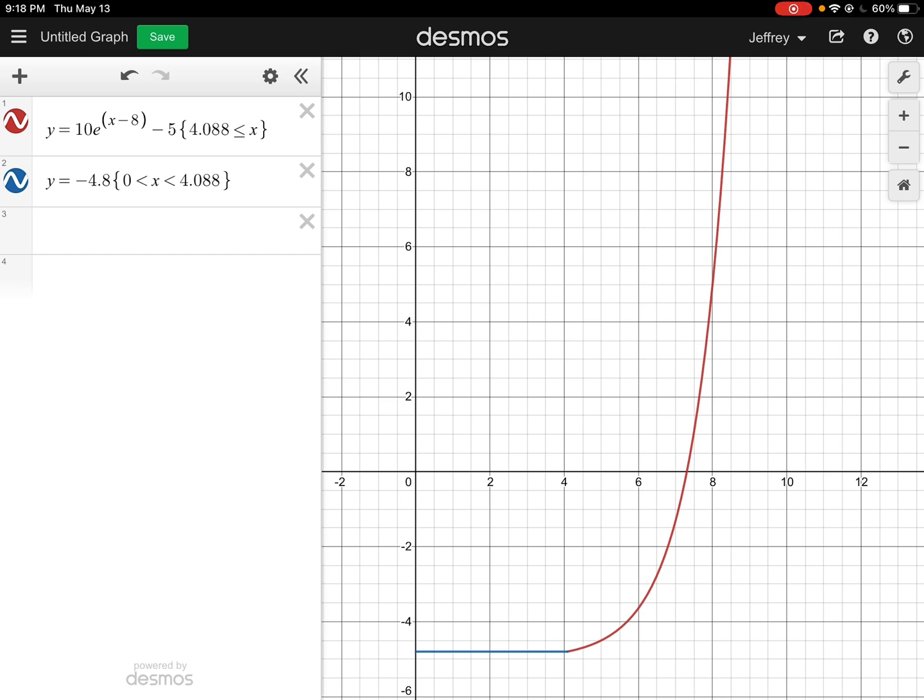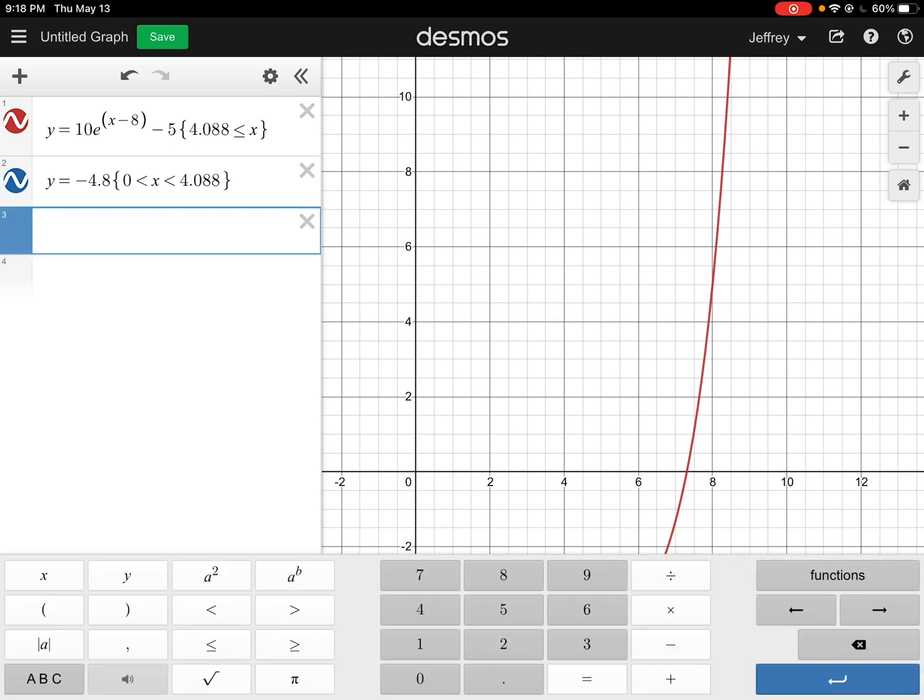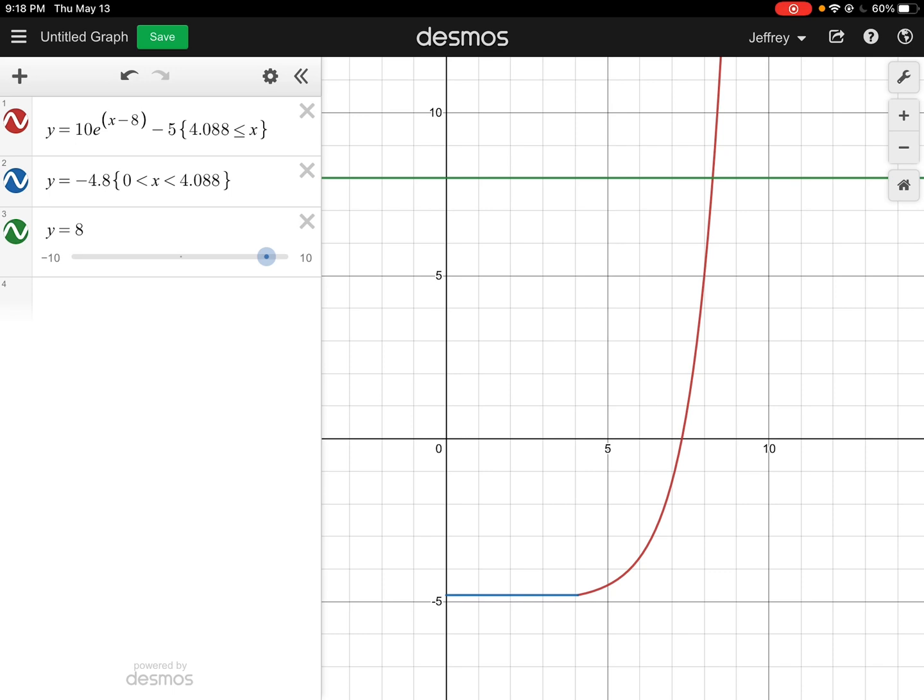So let's say I want the top of the cup or the lip to be at, see, I can make another horizontal line at y is equal to 8. So something like that. Now again, let's see where they intersect. If I point there, the x value is where I'm interested. So the x value where they intersect is 8.262.